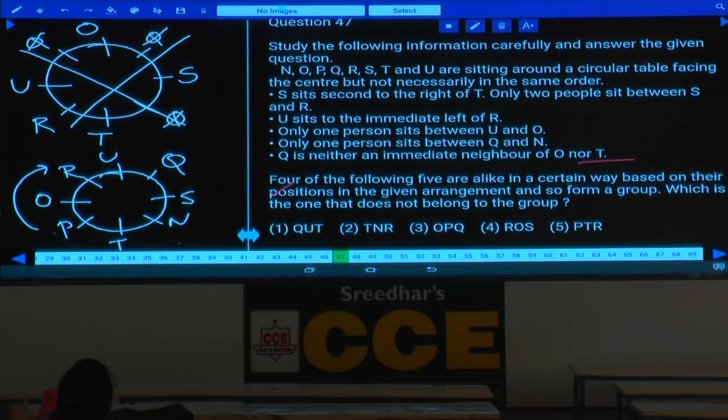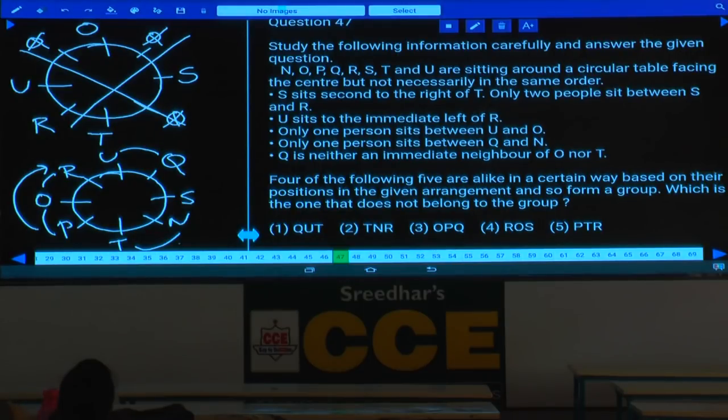47. 4 of the following 5 is nothing but an odd man out. Now in this odd man out, Q, U and T. What is the relation between Q, U and T? Q is immediate right of U and opposite to U is T, isn't it? Immediate right and opposite. And T, N and R. T's immediate right is N and R are opposite. O, P and Q. O's immediate right is P. P and Q are opposite. R, O and S. R's immediate right is O. O and S are opposite.